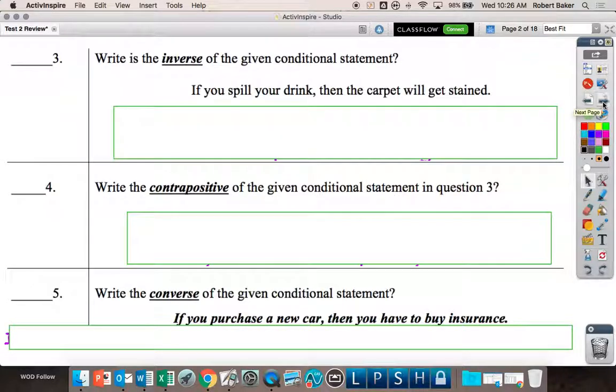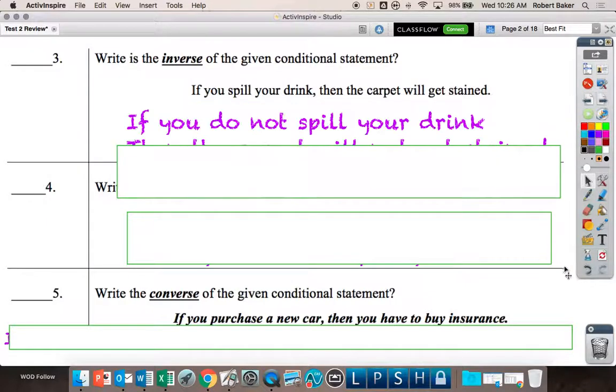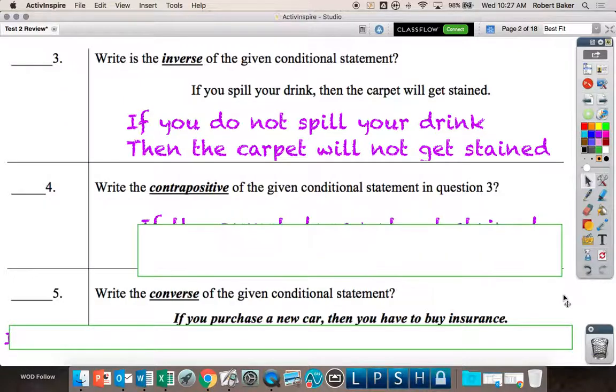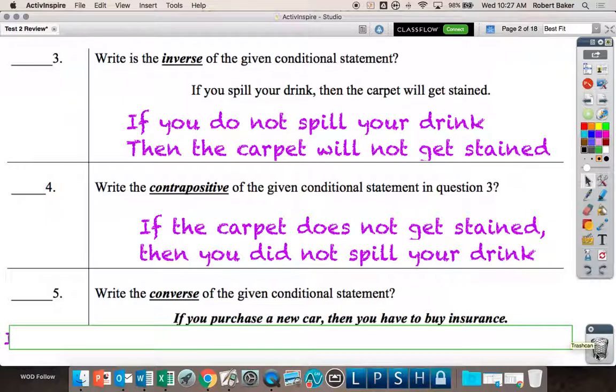Any issues with these? 3, 4, or 5? No? You wanna see the answers? The inverse is where you add not, so if you do not spill your drink, then the carpet will not get stained. The contrapositive is where you switch the hypothesis to conclusion and you not it. So if the carpet does not get stained, then you do not spill your drink.